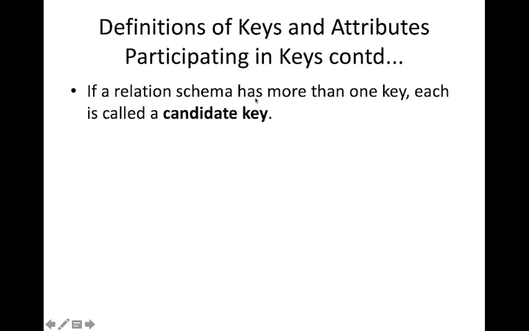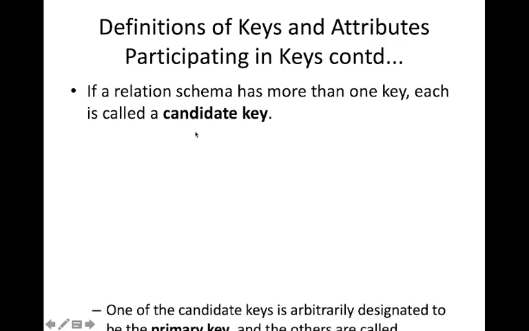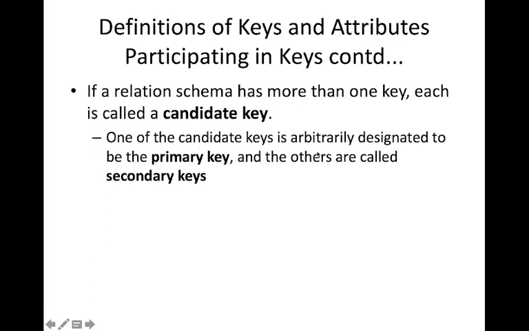So if a relation schema has more than one key, then each is called a candidate key. If there are more than one keys, then all those keys are known as candidate keys. So we have already seen this in the previous lecture when we learned relational algebra, what is super key, keys and all. You can refer to that lecture also. One of the candidate keys is arbitrarily designated to be primary key. Then the other keys are called secondary keys.